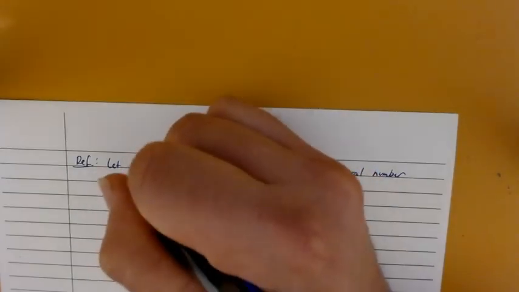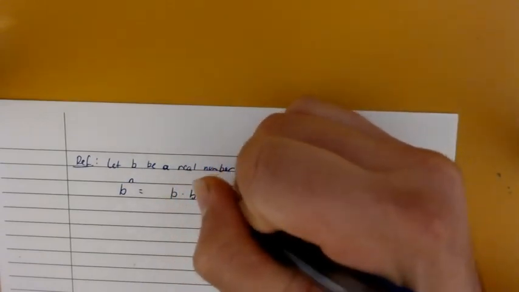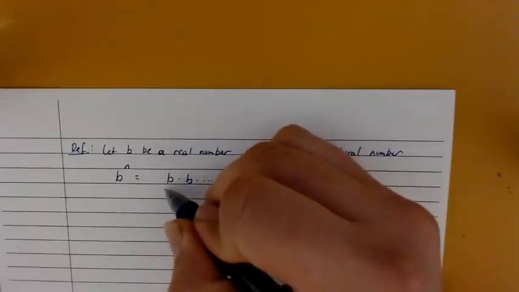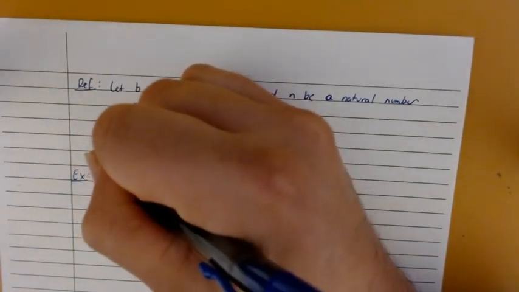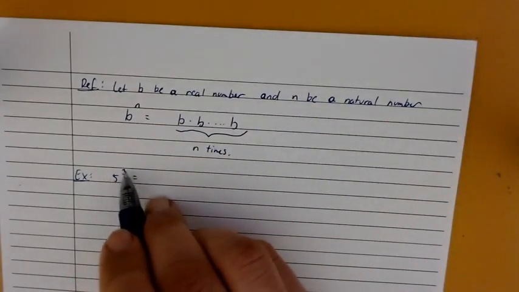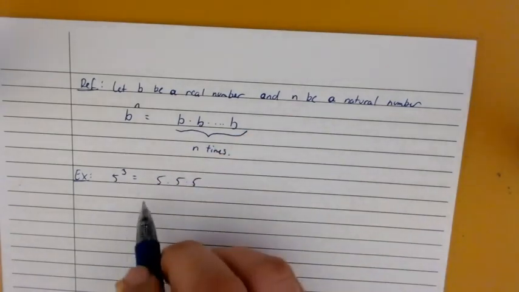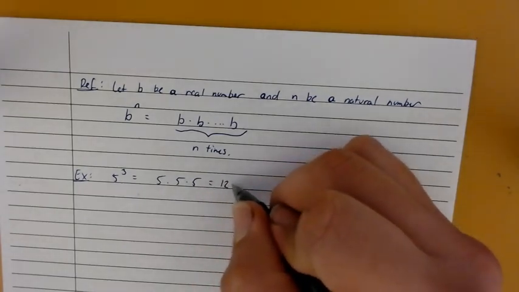Then b to the power of n means that you're going to multiply b times itself n times. So this n counts how many b's are being multiplied together. Like that. So for example, if we have something like 5 to the power of 3, well, that would mean take the number 5, write it out 3 times, and multiply them together. 5 times 5 is 25, and 25 times another 5 is 125.